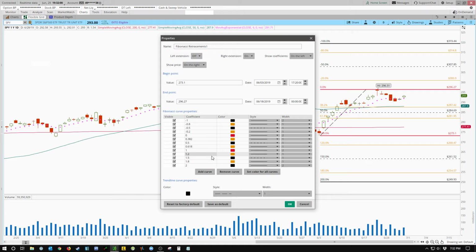So if you want to set yours up like mine, kind of pause the video or whatever. This is how I set mine up. But the fib is actually technically from here to here. This is your fib. Above that is extensions. Below this is extensions. And then you can set the color, style, width, whatever you want. It's all personal preference, but that's how I set mine up. Do what you want with yours.